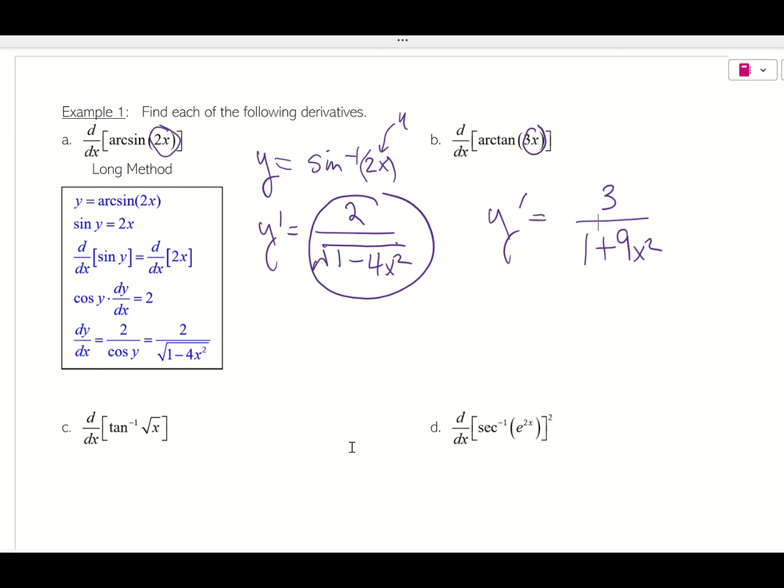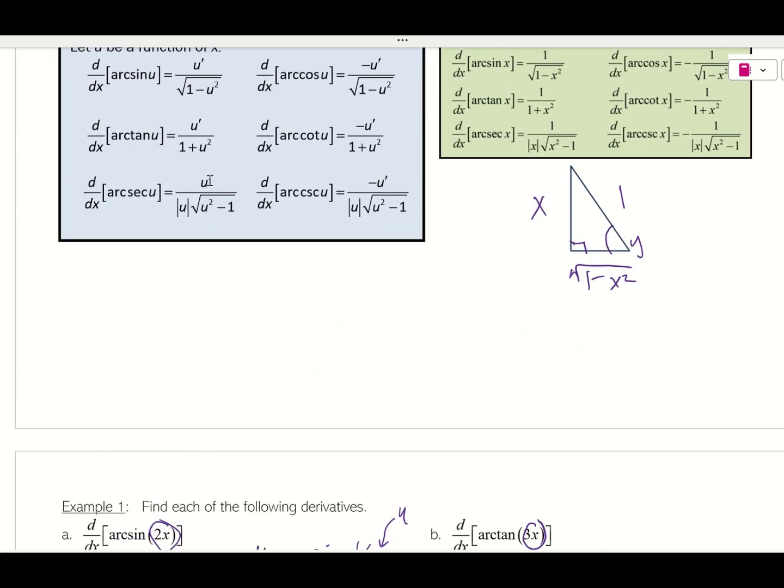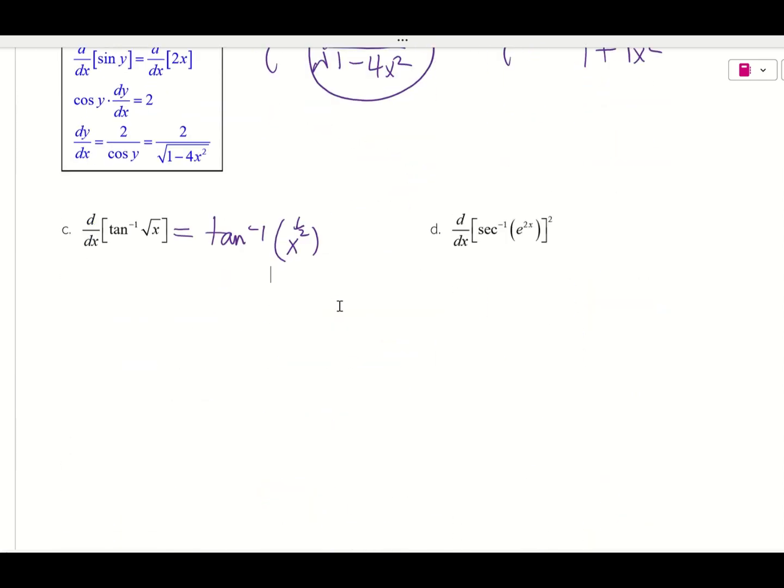Okay, so of course, this now gets a little bit more complicated when we have the chain rule with it written with a square root. So I'm going to write this as the inverse tan of x to the power half. So then you can see the chain rule a little bit better. Okay, so if I go back to the memorized value, it's u prime over 1 plus u squared.